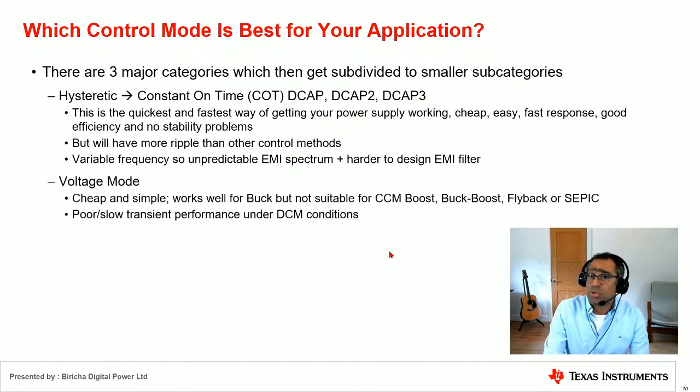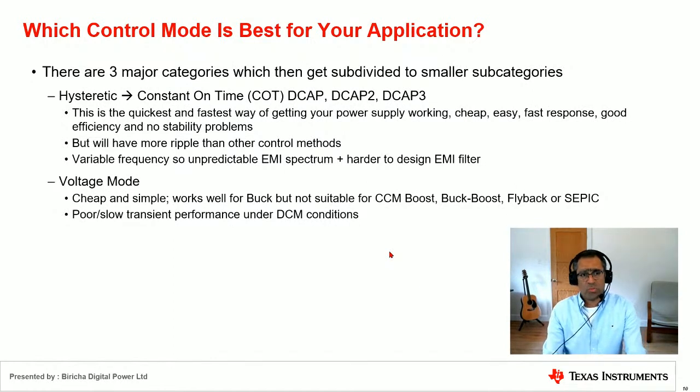Next category is voltage mode. That is, again, cheap and simple. This is now fixed frequency. It's used all the time for buck converters. It's very often used for buck converters. In continuous conduction mode, it's not suitable for boost, buck boost, flyback, SEPIC, or anything that has got a right-hand plane zero. For that, you need current mode.